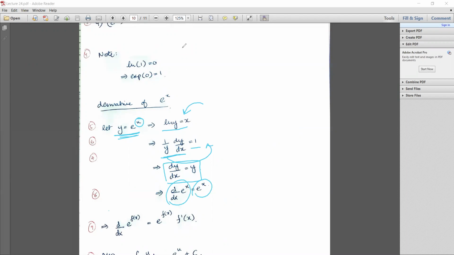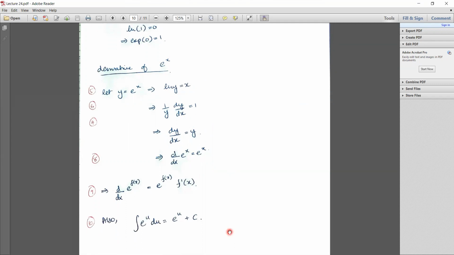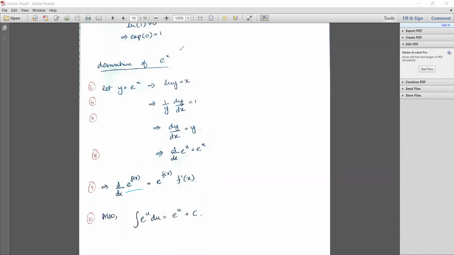Now that you know the derivative of e to the x, you can combine the exponential function with other functions and then use all the properties of differentiation that you've done so far. So the derivative of e to the f of x is just e to the f of x times f prime of x. This is just using the chain rule. Also, since the derivative of e to the x is just e to the x, then the integral of e to the u du is e to the u plus c. And you can even use x, so the integral of e to the x dx is e to the x plus c.